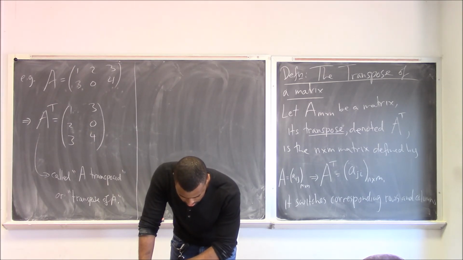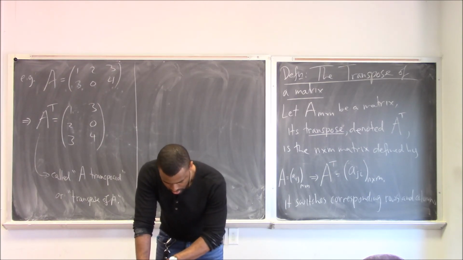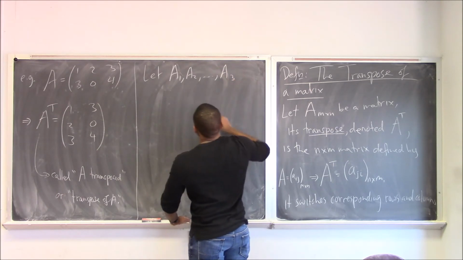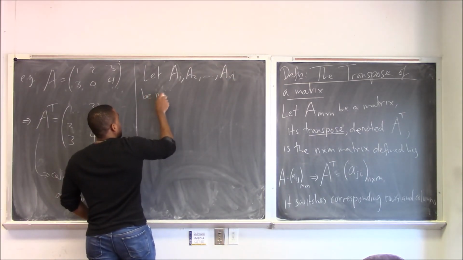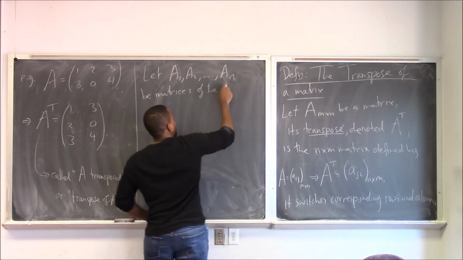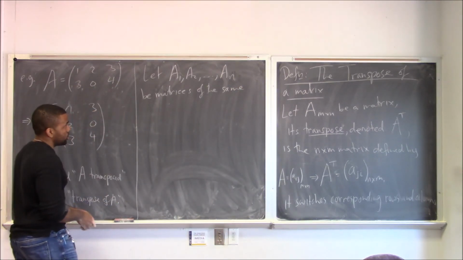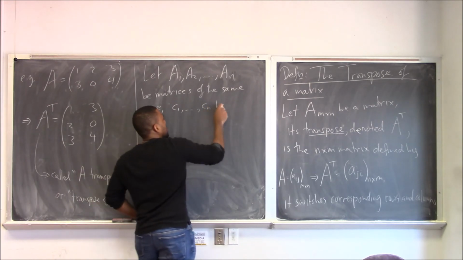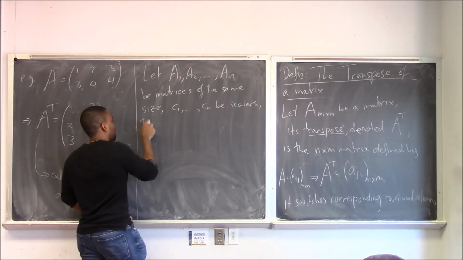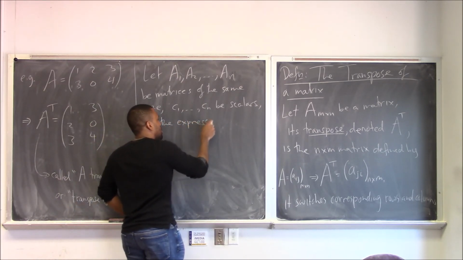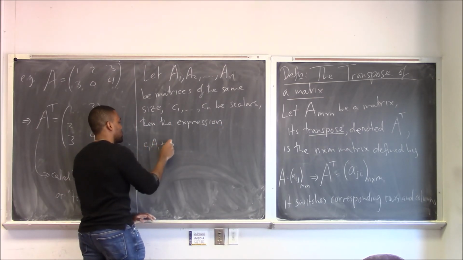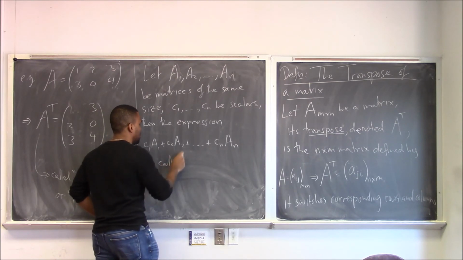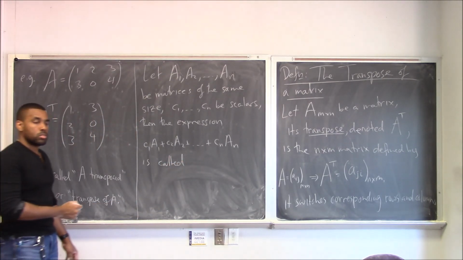What other definition do we need? Let A1, A2, A3, up to An be matrices of the same size, and let C1 to Cn be scalars. We'll use this more with vectors later, but just in case it shows up with matrices, I want you to know what's going on. Then the expression C1A1 plus C2A2 plus up to CnAn is called, do you know what that's called, such an expression? It's called a linear combination.